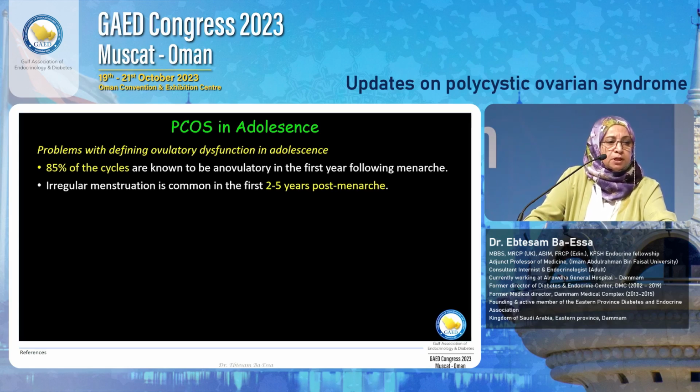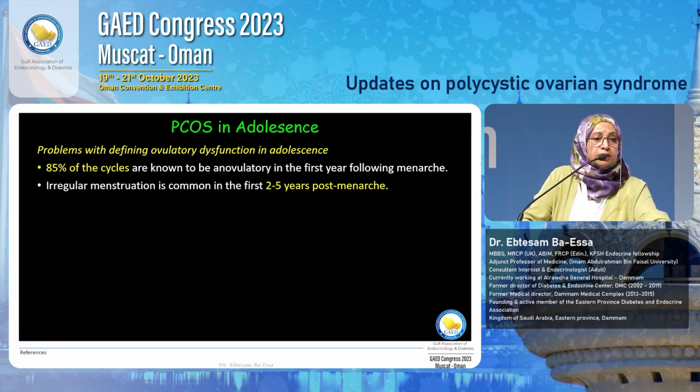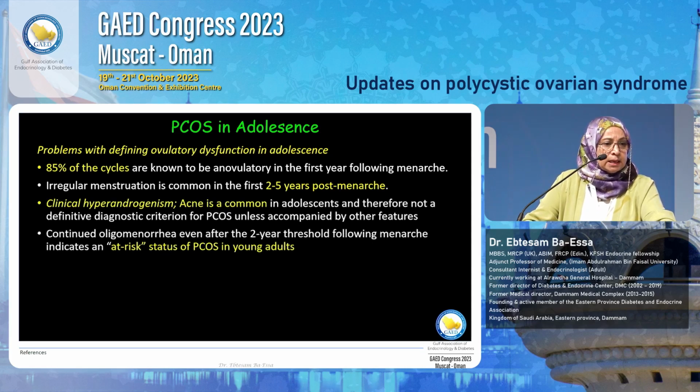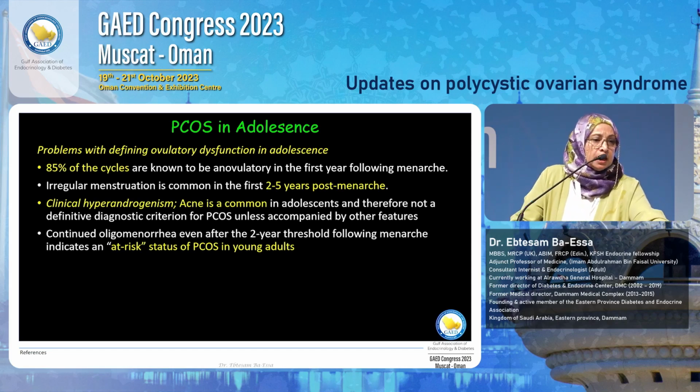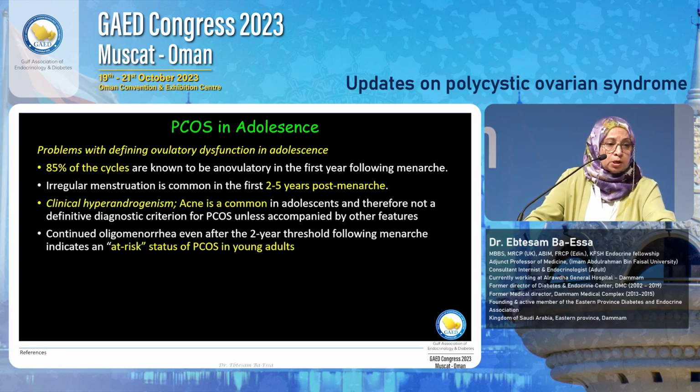Because 85% of cycles are known to be anovulatory in the first year following menarche, and irregular menstruation is common up to 5 years after menarche, as well as clinical hyperandrogenism in terms of acne, which is common at this age. However, studies have shown that continued oligomenorrhea even after 2 years from the onset of menarche had increased risk of polycystic ovary syndrome in young adults.